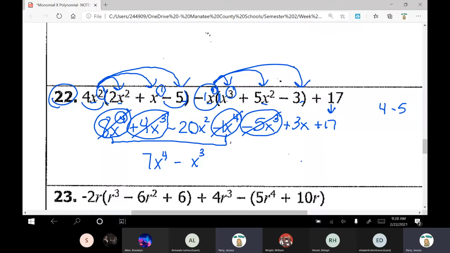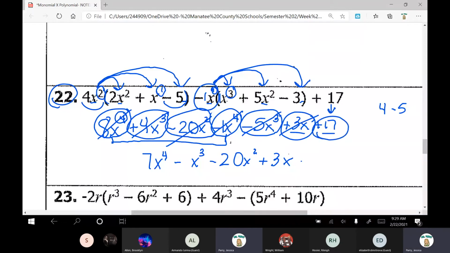My next highest exponent is power of 2. Both of these, we cannot combine with it. So I'm just going to copy down that minus 20x to the power of 2. And next we have our plus 3x. There's nothing else to combine it with. Let me cross that one off. There's nothing else to combine it with, so let's just copy that down. Plus 3x. And that last one, plus 17. There's nothing else to combine it with, so I just write plus 17.